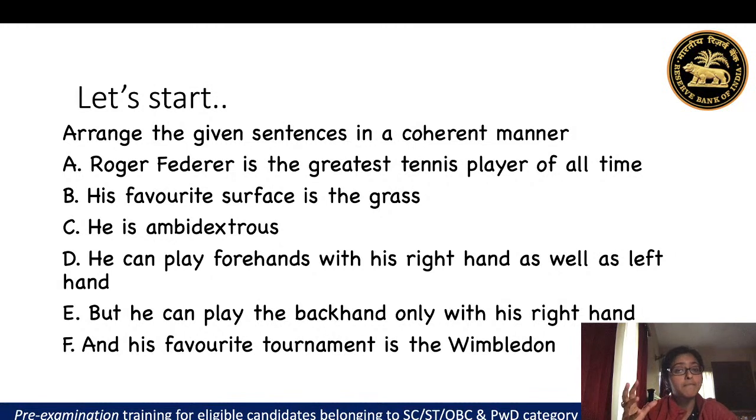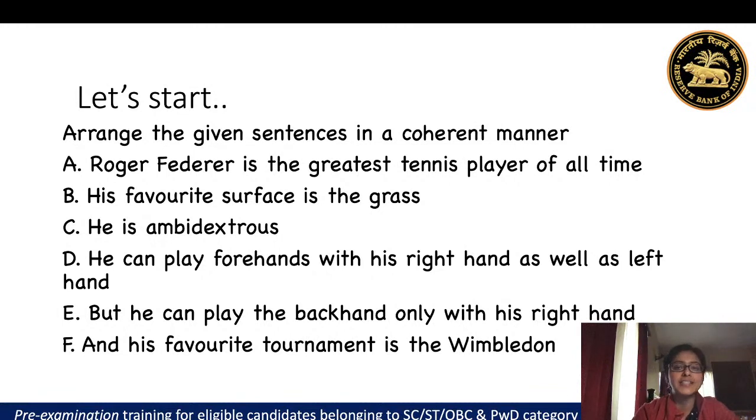Okay, so this passage, these series of sentences, they talk about Roger Federer. Yes, and what else? I will not tell you that. We will read the sentences and then we will find out what it is all about, right? Let's quickly read the sentences. You read it from your side and I'm going to read it from my side, okay?